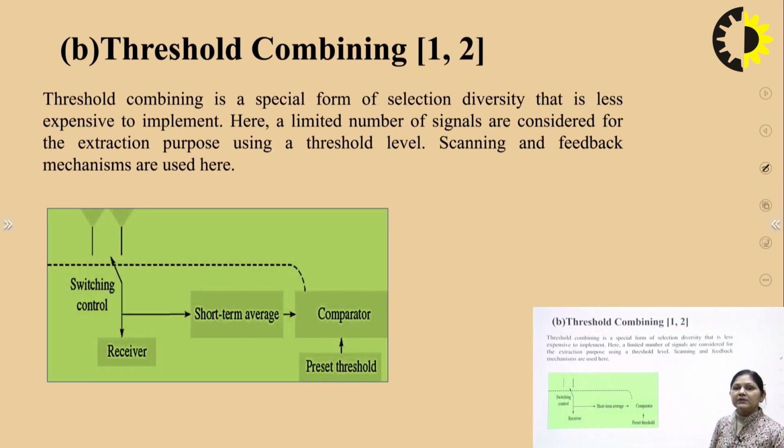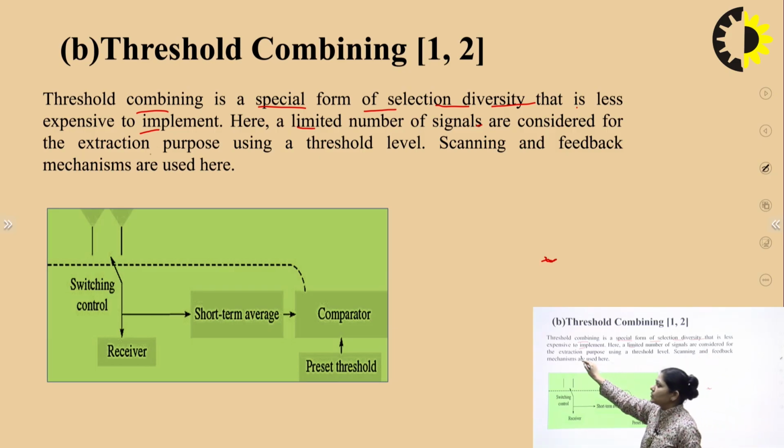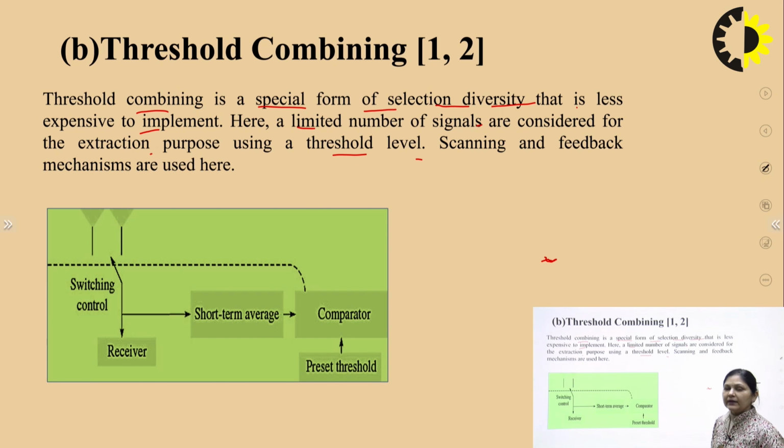Threshold. As the name suggests, we are keeping a particular level of threshold. Any signal that is above the threshold will be considered. Threshold combining is a specified form of selection diversity that is less expensive to implement. Here, a limited number of signals are considered for extraction. Rather than considering all the signals, we are considering a limited number of signals using a threshold level. So, the criterion used will be the threshold level. Scanning and feedback mechanisms are used. Why scanning and feedback? Because we are continuously scanning the signal and feedback is being provided to check whether it is above the threshold or below the threshold.